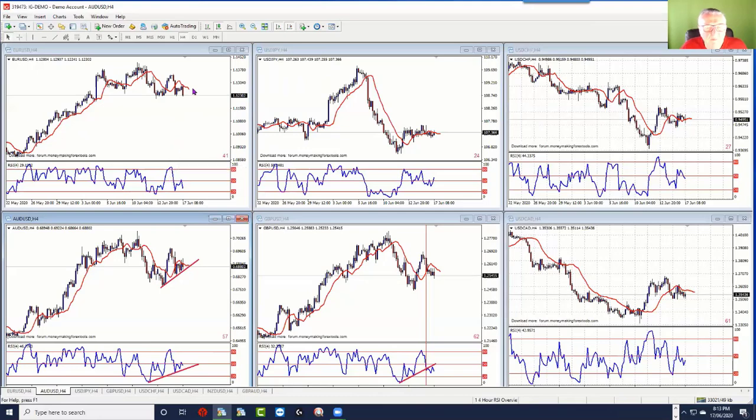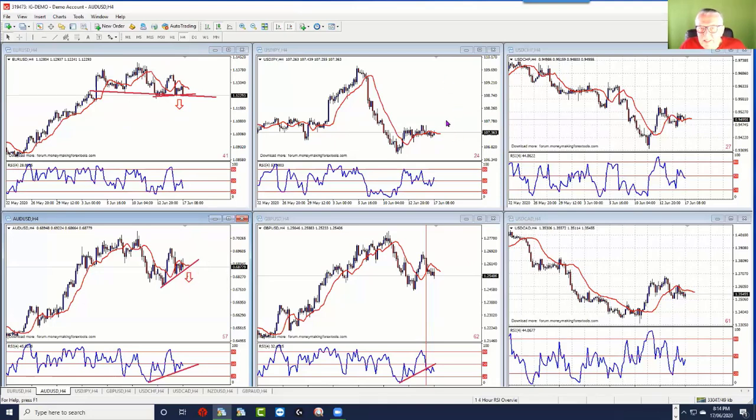Though that's a head and shoulders, it doesn't really count because it's not at the end of a trend, but it might be part of a funnier, bigger head and shoulders, shoulder, head, shoulder. So there certainly could be a breakout point right there. Okay, so just identifying potential trades that you can consider.